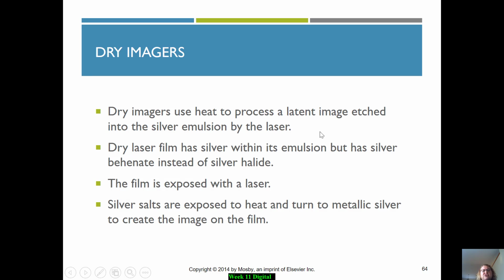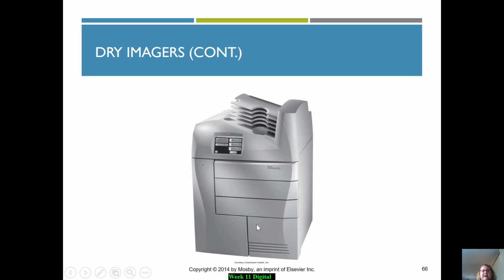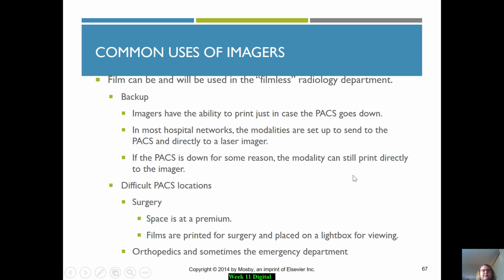You also have dry imagers that use heat to process a latent image etched onto a silver emulsion by the laser. So that film's going to get exposed by your laser and then get processed. These are going to take up a lot less space. They don't need a lot of storage areas, so you don't need a special location to store them in. And then it's going to look something like this, and it will print off your film.